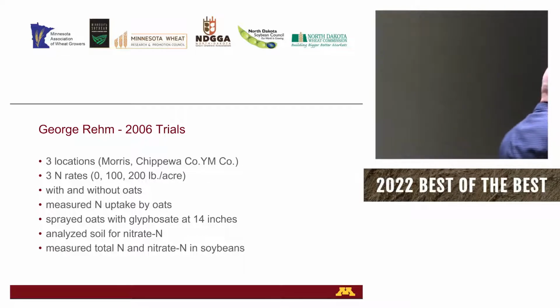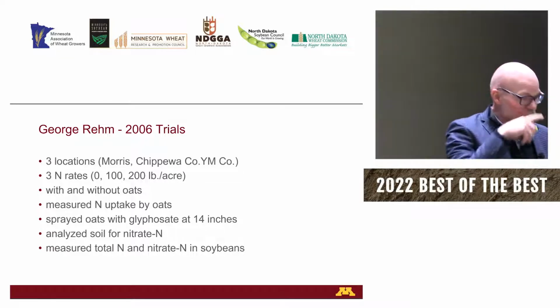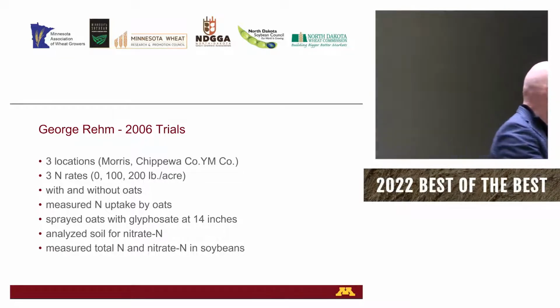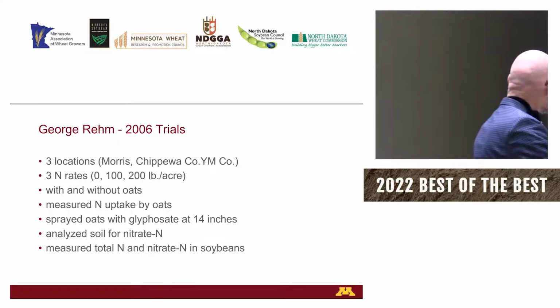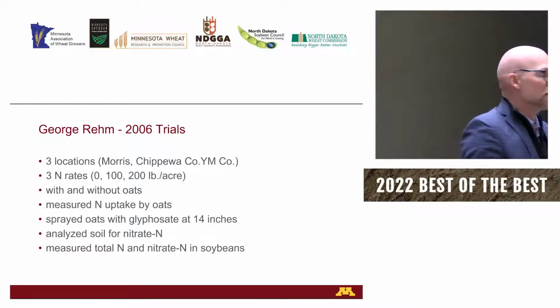So going all the way back, here's a study George Ream put out in 2006. I'm just working back through some of the data that I could find in some of the old literature. George was interested in this and did some work with Dave at the time, I believe. This is one particular year where he went out and planted in 3 locations. He had N rates 0, 100, 200 pounds per acre, and then with and without oats.